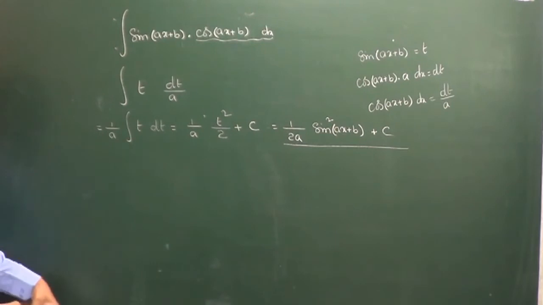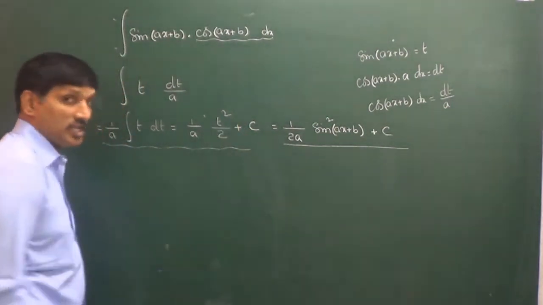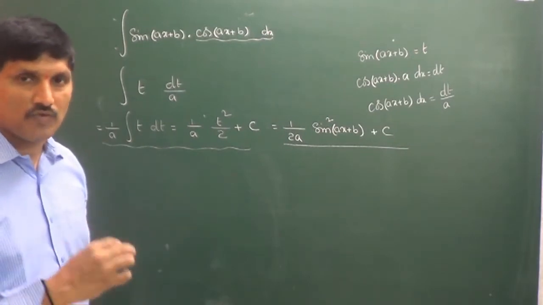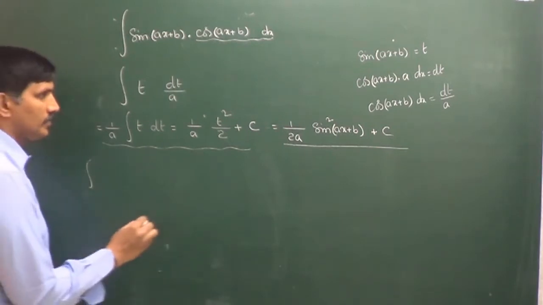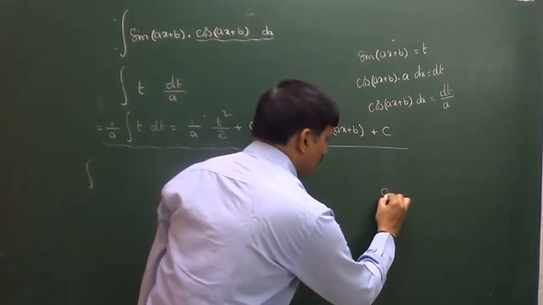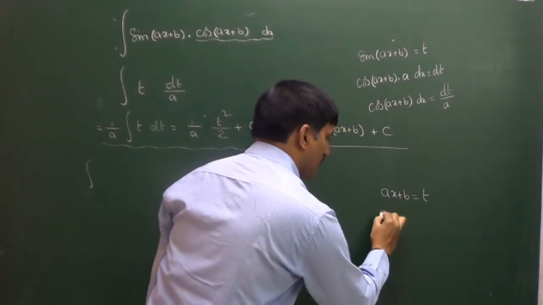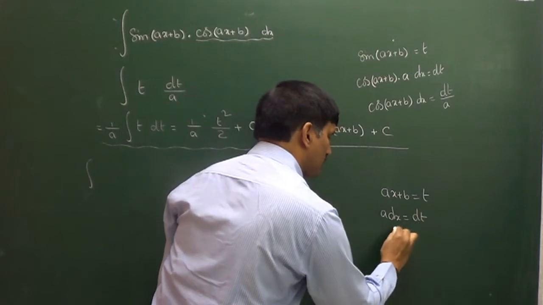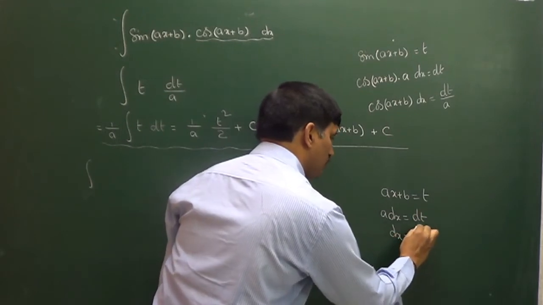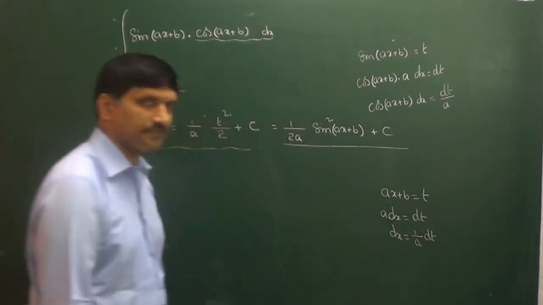Now the same question I want to do in another way. All of you pay attention here. By the other way also, do we get the same answer or not, we will check it. So this is the way: I am taking now ax plus b is equal to t. Whenever we are taking ax plus b is equal to t, a into dx is equal to dt. Therefore, we will get dx is equal to 1 by a into dt.